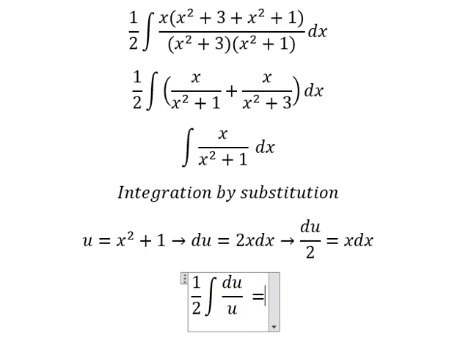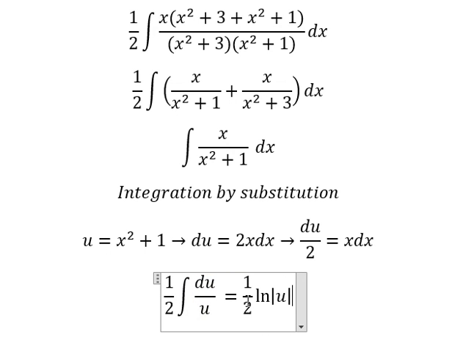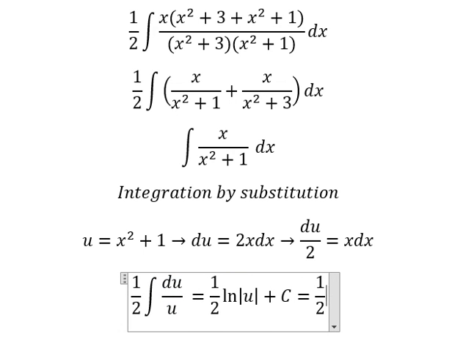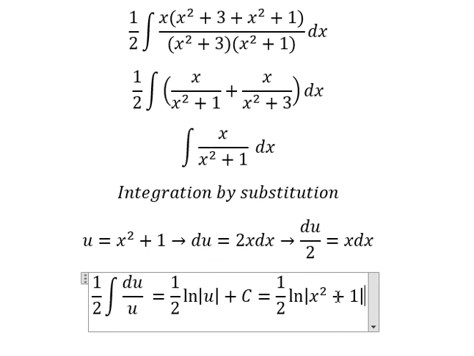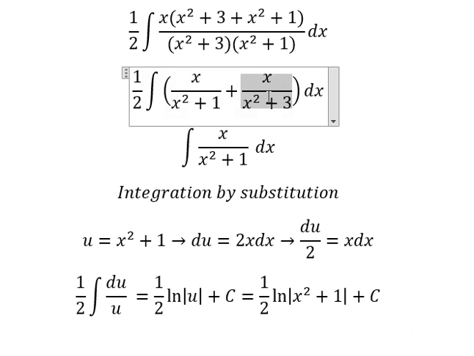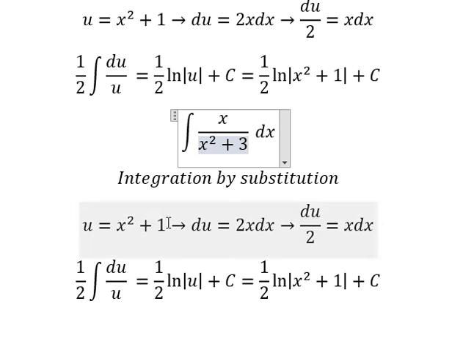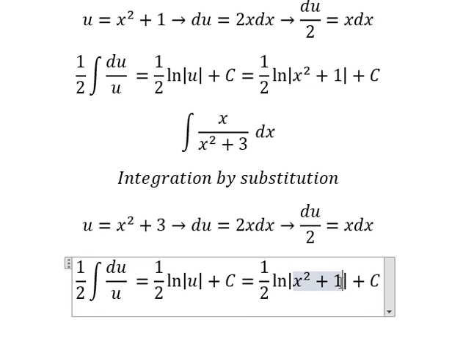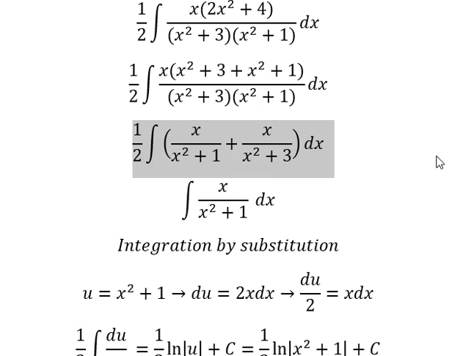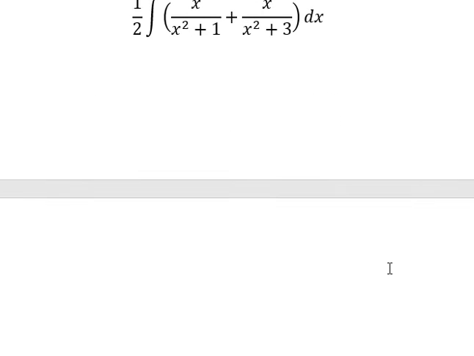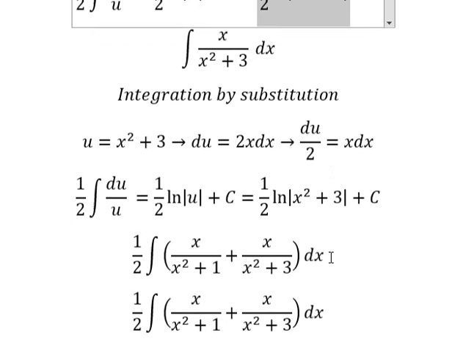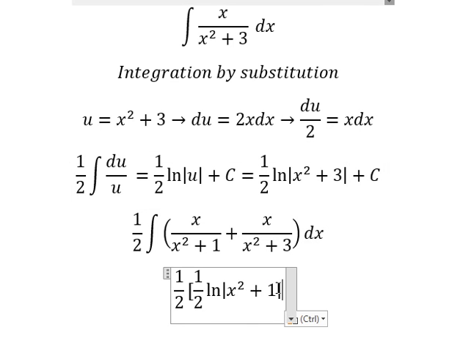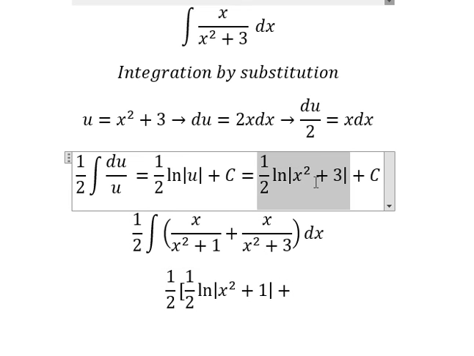And now we have the final answer about u, that is about this one. Now we can do similar for this one. And now we have the final answer. The integration of this one, that is about this one. This one, that is about this one.